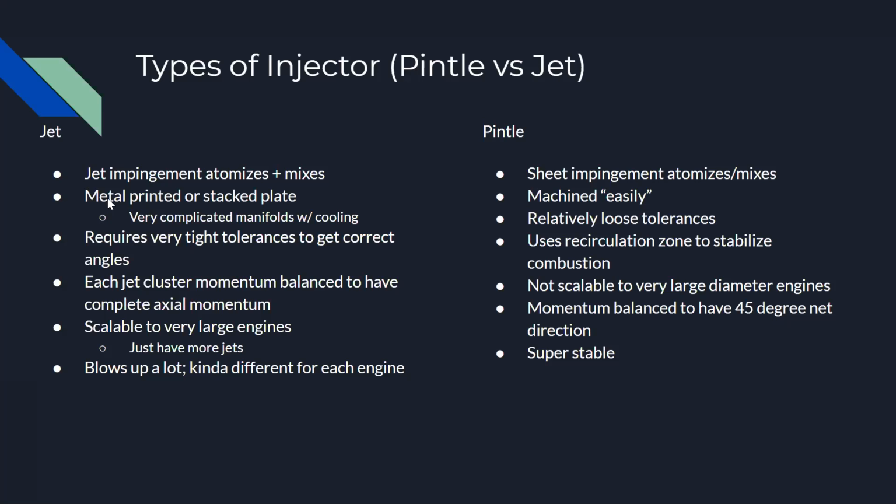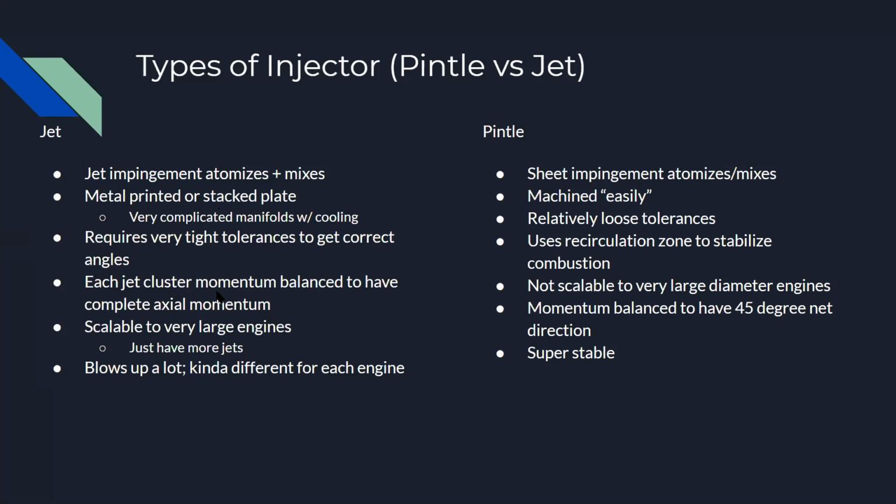The overall machining for showerhead jet type injectors is very difficult. You can either do metal 3D printed, which is what the Methalox capstone did, or you can do a series of stacked plates. In the end, it always ends up being fairly complicated. The modeling for a metal 3D printed version, the SolidWorks there is quite complicated. And if you're doing a machined stacked plate design, you have to worry about all types of sealing interfaces, and that's just very complicated.